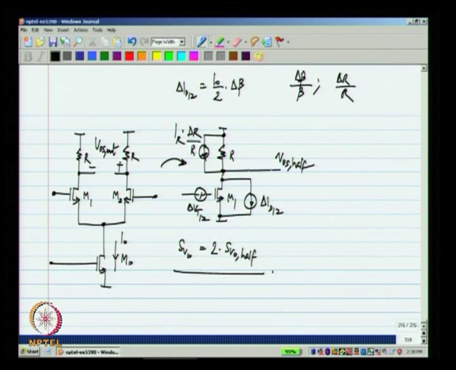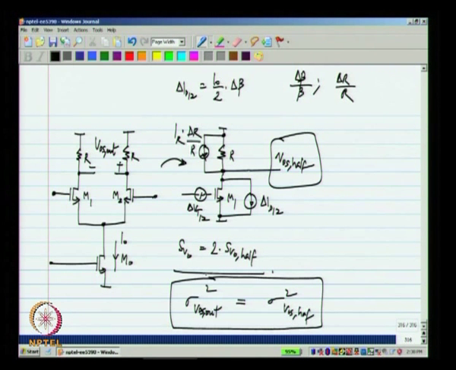Now, it turns out that the variance of the output offset in the differential circuit exactly equals the variance of this output voltage we get in the half circuit. Now, in case of noise we get a factor of 2, in case of offset we do not get that, because this offset already represents the relative mismatch between two identical devices.